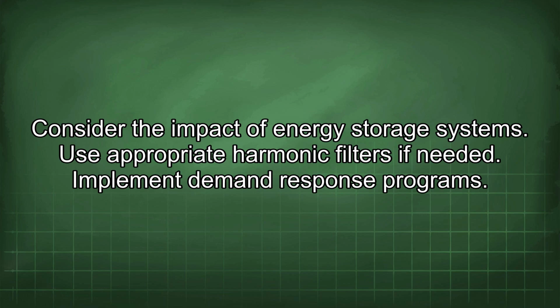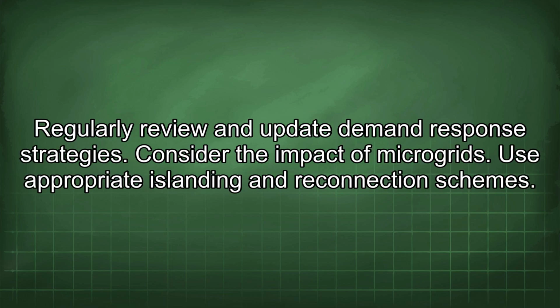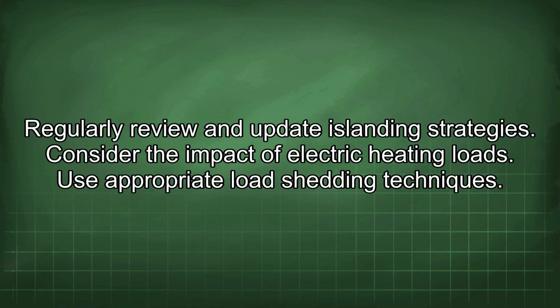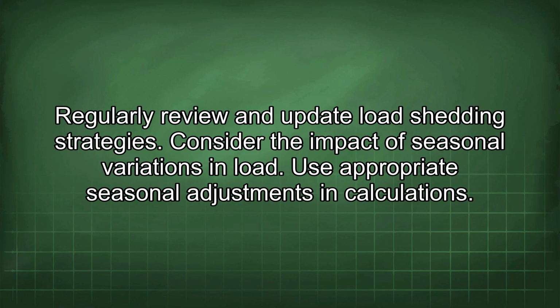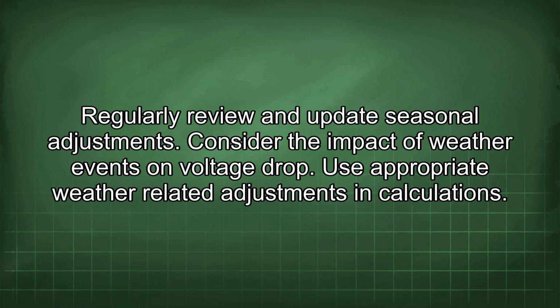Implement demand response programs. Regularly review and update demand response strategies. Consider the impact of microgrids. Use appropriate islanding and reconnection schemes. Regularly review and update islanding strategies. Consider the impact of electric heating loads. Use appropriate load shedding techniques. Regularly review and update load shedding strategies. Consider the impact of seasonal variations in load. Use appropriate seasonal adjustments in calculations. Regularly review and update seasonal adjustments.